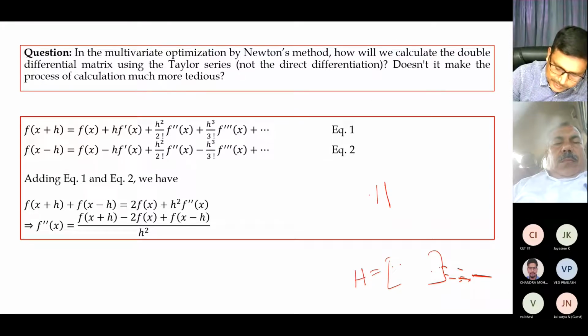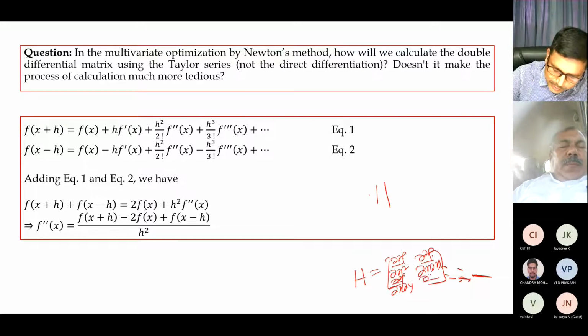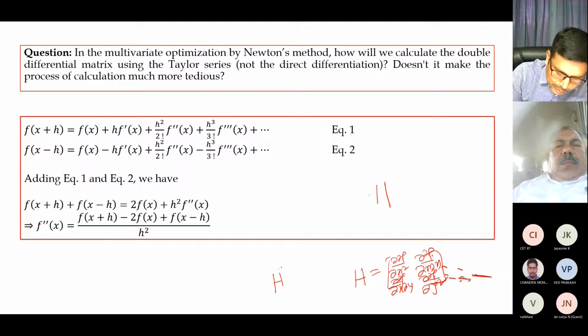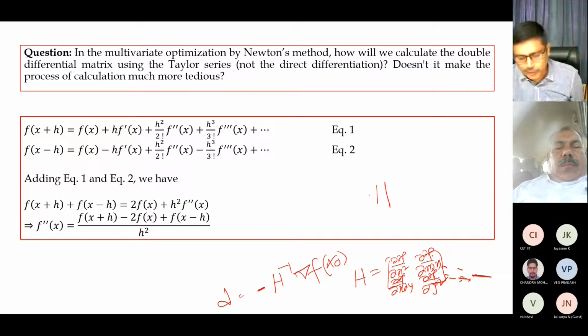Suppose it is a 2D function. I can say that this is del square f by del x squared, and this is del square f by del x del y. This is del square f by del x del y, and this is del square f by del y squared. This is the second derivative of this particular function, and this is your Hessian matrix. In Newton's method, you have to calculate the inverse of the Hessian matrix, and then you calculate the direction. This is the negative value, and this is the direction. So here you have to calculate the Hessian matrix.